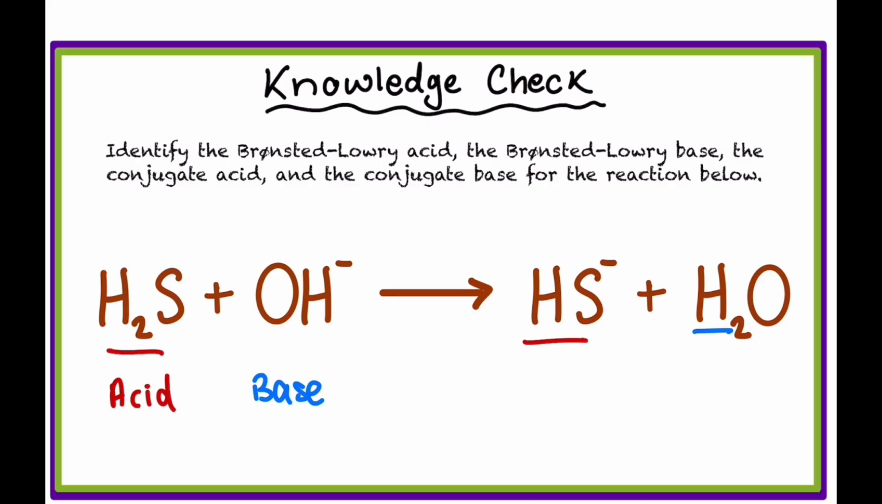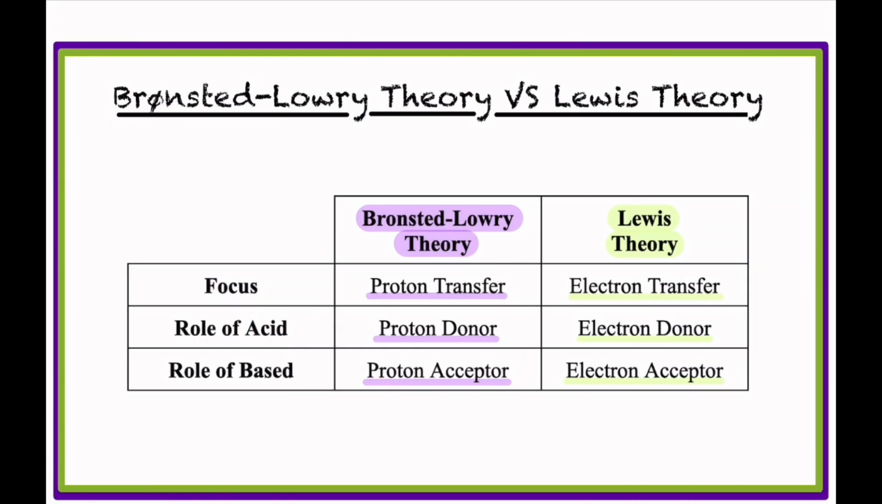The molecule that now has the hydrogen on the product side is H2O, so this is the conjugate acid. And the molecule that does not have the hydrogen on the product side is HS-, so that is the conjugate base. Here is a chart that highlights the key differences between the Bronsted-Lowry theory and the Lewis theory on acids and bases. Feel free to take a screenshot.